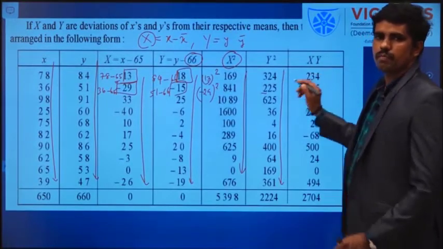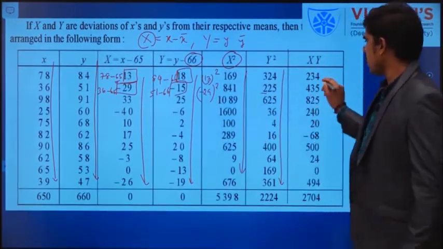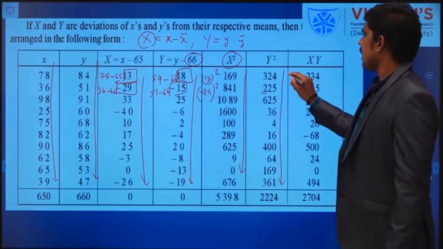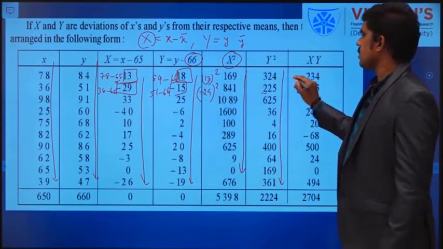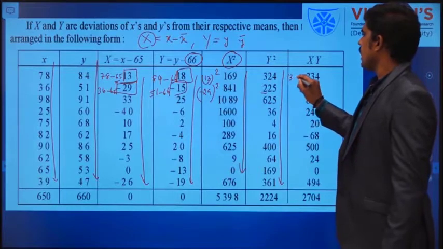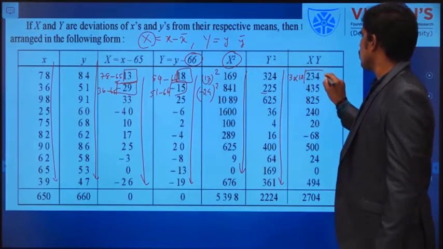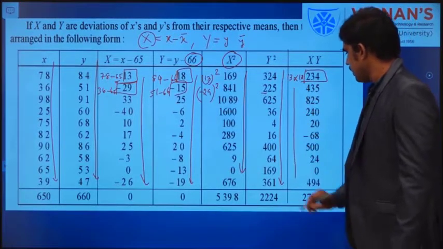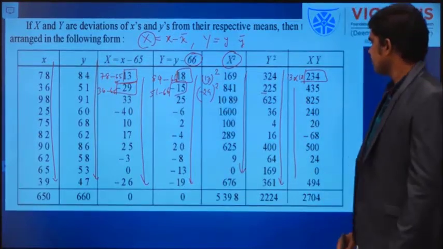Then capital XY also, the product of two variables, capital X and capital Y. Capital X is 13 into capital Y is 18. So you are getting 234. So in this way you find capital XY.